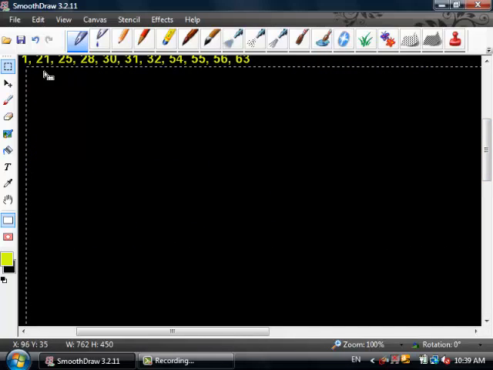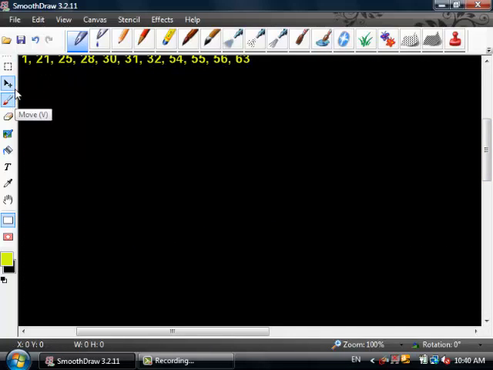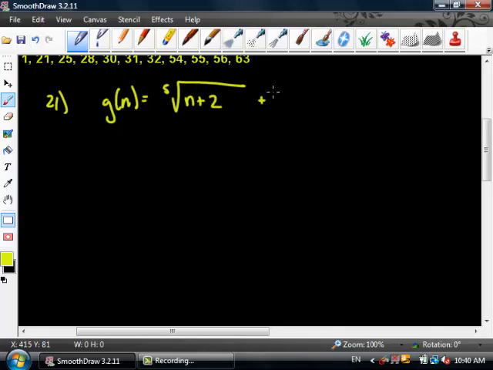All right, number 21. Where's my packet? All right. State if the given functions are inverses. Holy guacamole. This is some ugly stuff here. G of n is equal to the 5th root of n plus 2, plus 2. F of n is equal to 2 parentheses n minus 3 to the 5th power.